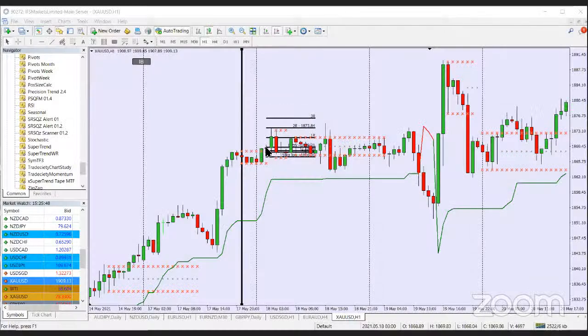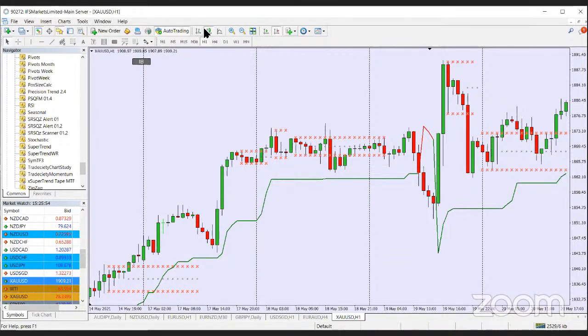Okay, I'm going to resume back the screens. So this is at the midline. So this will definitely be a stop loss. And then the experiment continues from here.